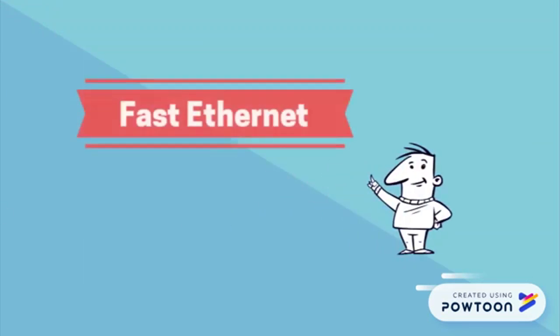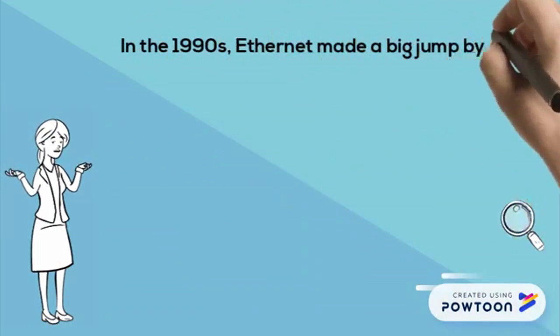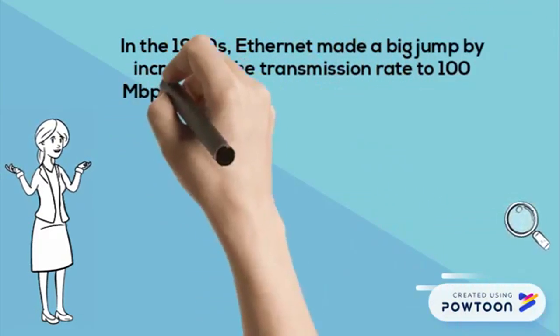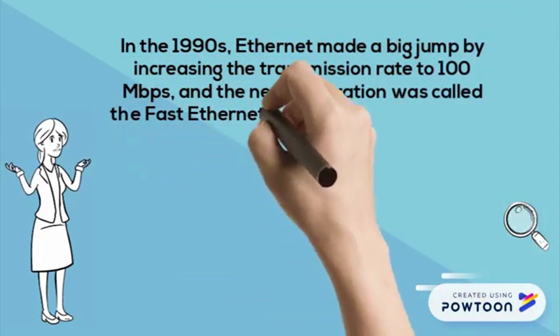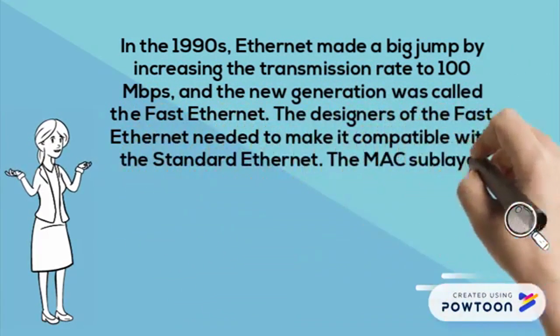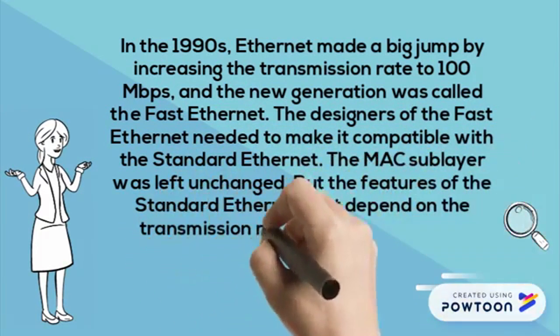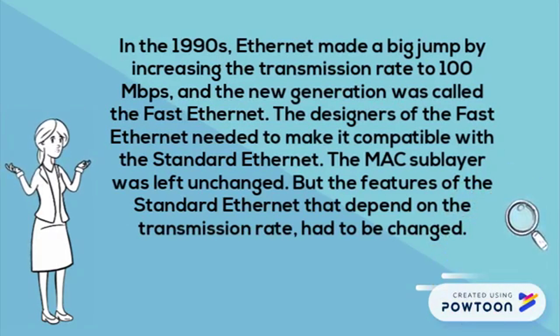Fast Ethernet. In 1990, Ethernet made a big jump by increasing the transmission rate to 100 Mbps, and the new generation was called Fast Ethernet. The designers of Fast Ethernet needed to make it compatible with the standard Ethernet. The MAC sublayer was left unchanged, but the features of the standard Ethernet that depend on the transmission rate had to be changed.